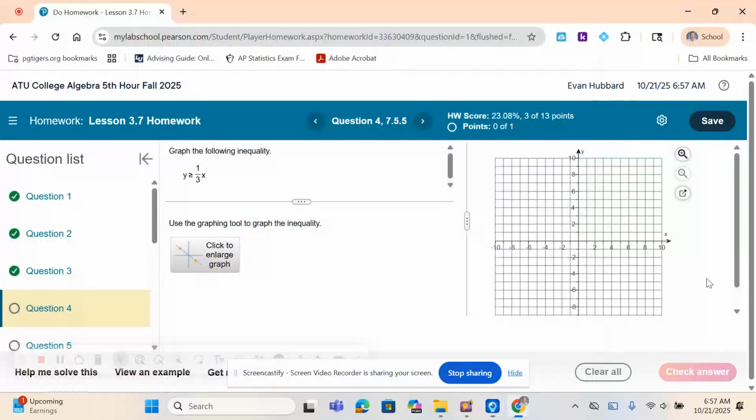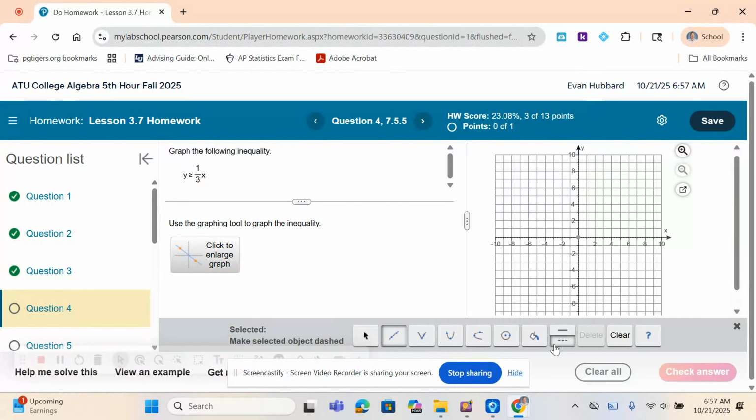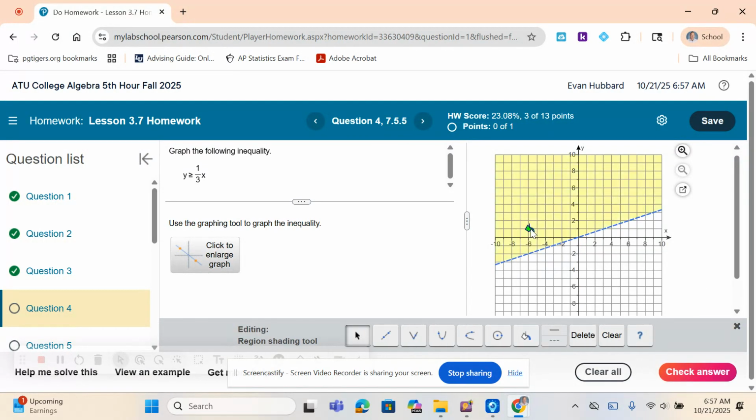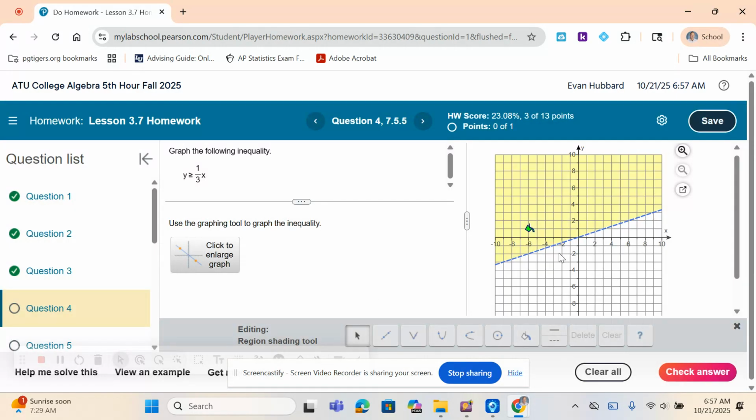So I'm going to click on the graph, line, dashed, 0, 0, 1, 3, fill above, and then should be good. Whoops. Oh, it's a solid one. My bad. I apologize.